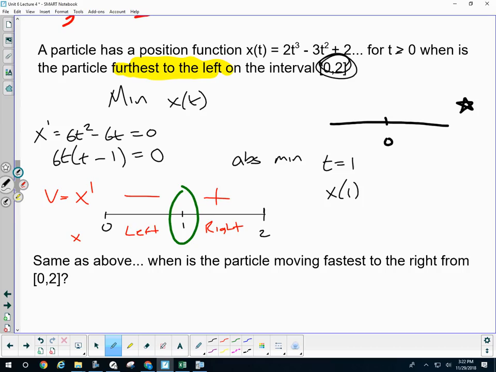Let's figure out the position at that time. 2 minus 3 is negative 1, plus 2 is 1. So we went from 2 down to 1, then back up.